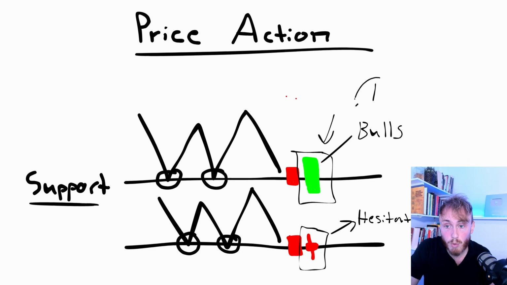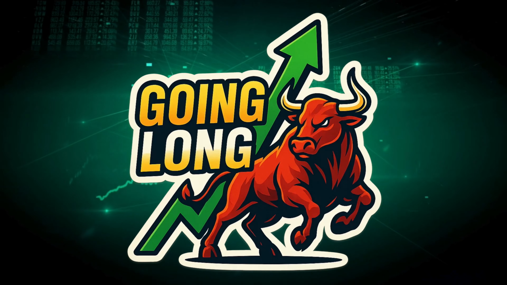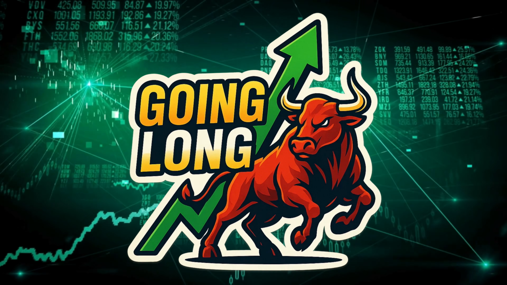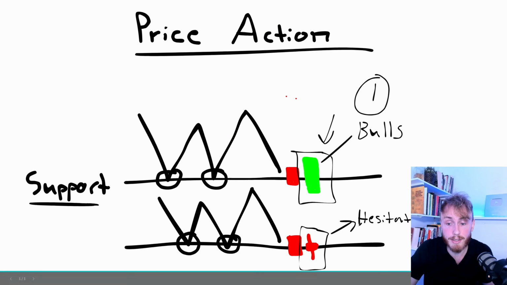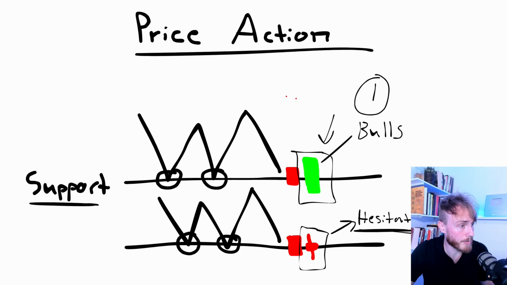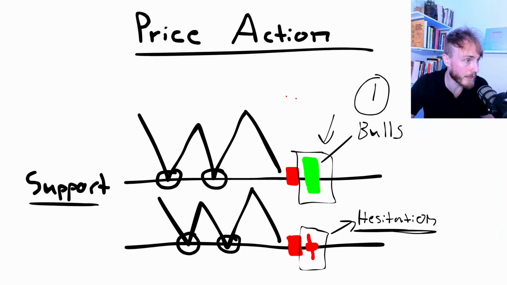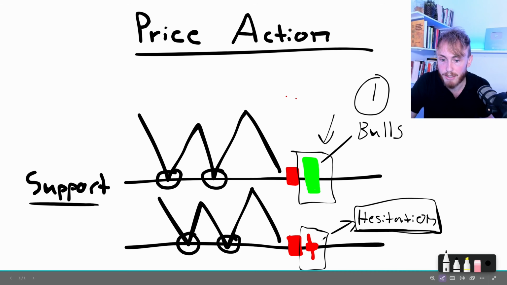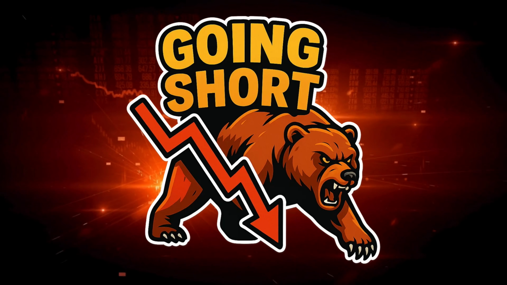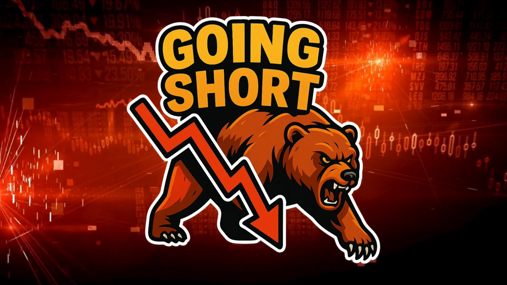So while in scenario 1, you might have enough information to actually take a trade and go long. Going long means that you're betting that the price will go up. But in the other scenario where we see hesitation, let me actually move my cam so you can see. In the other scenario where we see hesitation, this might not be enough information to take a trade. You might want to wait, or maybe this might be enough information to confirm that the support is weak, and maybe you want to go short and bet that the price will go down.